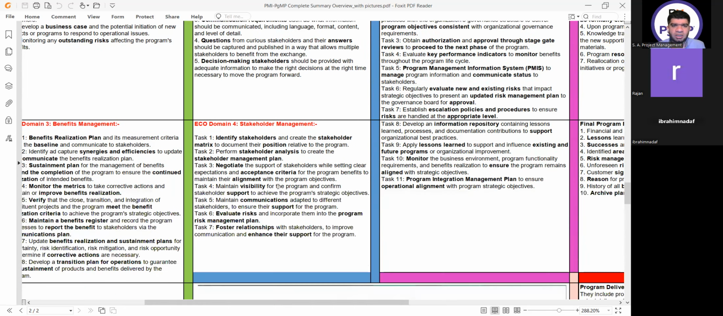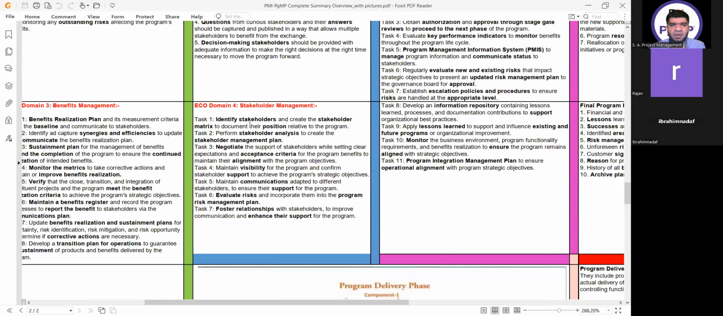And then when we come to the ECO of this domain, we have to identify the stakeholders and create the stakeholder matrix. It is very important because it is the only word used in the ECO when we document their position. So this is a stakeholder matrix. Then we provide a stakeholder management plan or engagement plan, it is the same thing.